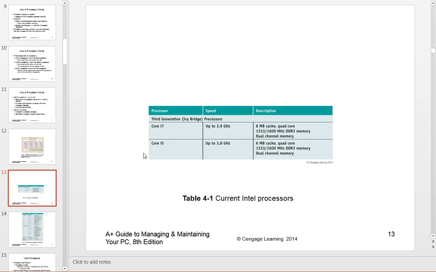Some current Intel processors. This is probably a little dated. It's printed in 2014, so you've probably got some more model numbers and different speeds that are available on Core i7 and i5s, but they're close. The speed up to 3.9 gigahertz, like we talked about, your frequency is your speed. Up to means that it will probably work at a lower frequency in a normal everyday load, but then will ramp up to 3.9 gigahertz, which is extremely fast in today's realm of processors, when it needs it. Had 8 megabytes of cache, DDR3 memory. We'll look at that in a minute.